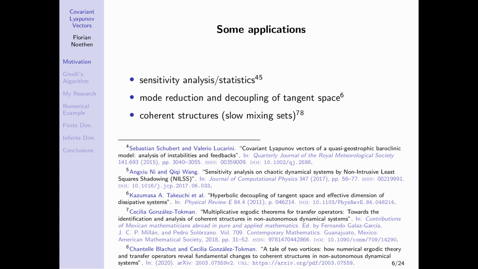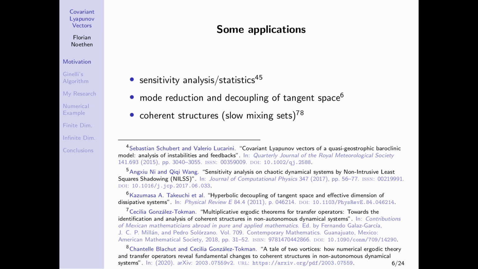Since covariant Lyapunov vectors form a basis of the tangent space, we can use them for mode reduction or decoupling of the tangent space. And there I want to mention the paper below by Takeuchi, in which he advertises the use of covariant Lyapunov vectors and the decoupling for dissipative systems. And let me also mention the work by my colleague Melinda Galfi, who uses the decoupling through covariant Lyapunov vectors in the context of ocean-atmosphere models, and in particular for multiscale models, she tries to understand how the scales relate to the different covariant Lyapunov vectors.